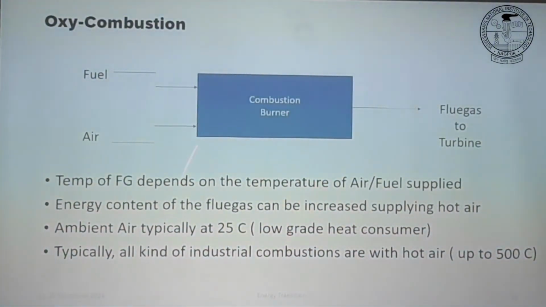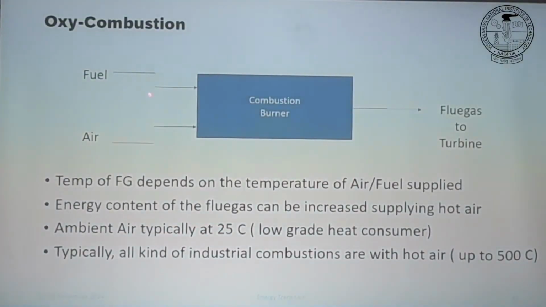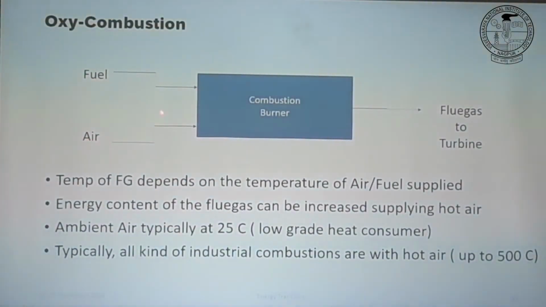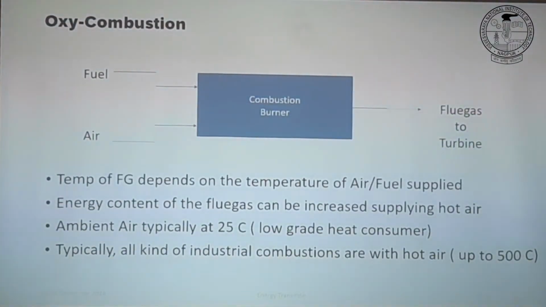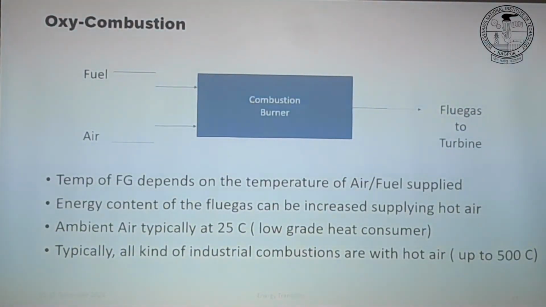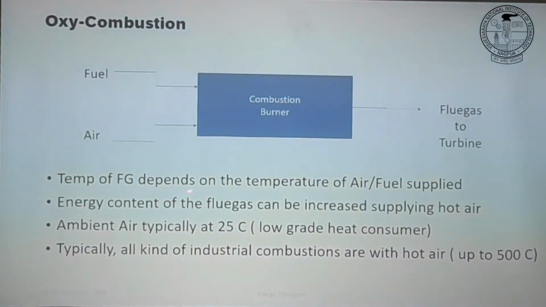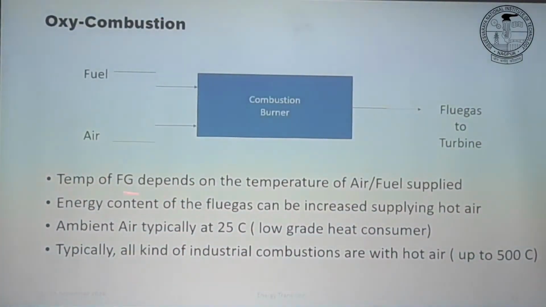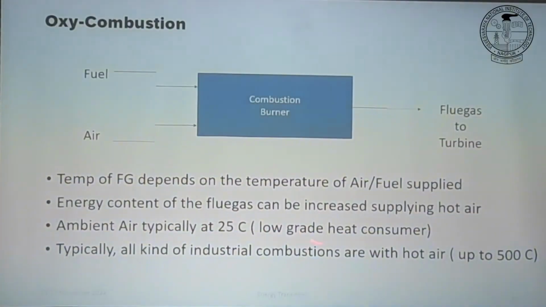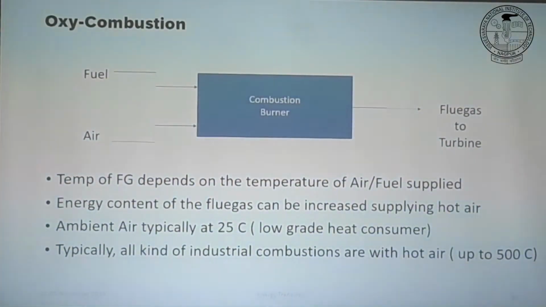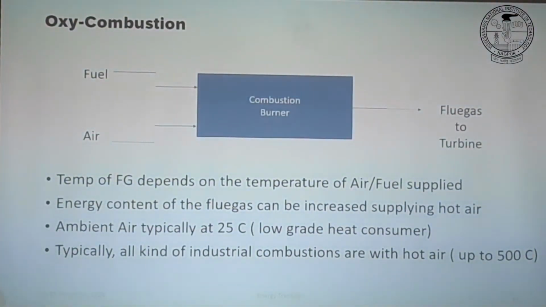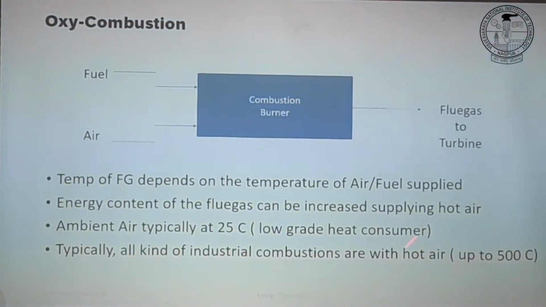So combustion, we already discussed a lot. Fuel, natural gas or coal, whatever, air, combustion. So that's the flue gas which is running the turbine in the first cycle. We already saw that the energy content of flue gas can be increased. In the hydrogen manufacturing session we saw we preheat the air from 30 degrees to almost 450 degrees.